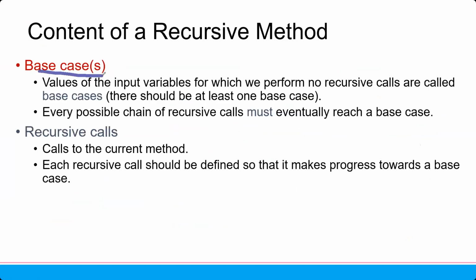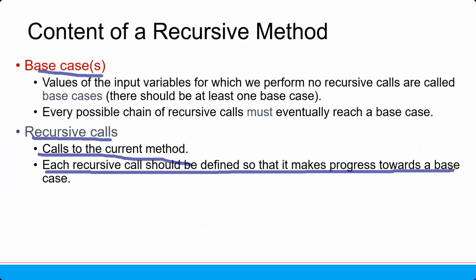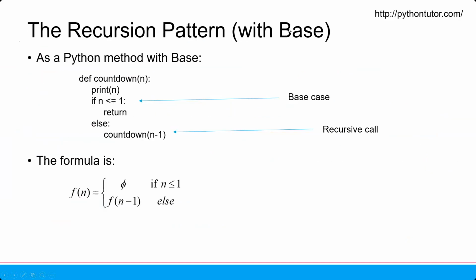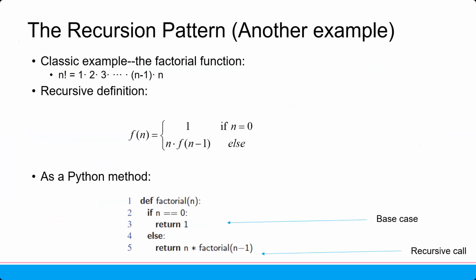The other thing in recursion is that we need to have recursive calls. So we call the current method. Its recursive call should be defined so that it makes progress towards a base case. In the previous one, you can see there is progress. The progress can be anything. For example, this one is n minus 1. Maybe you have n plus 1, that's also okay. Or n multiplied by 3, that's also okay, and so on. It depends on your problem. But the progress should at least reach the base case.